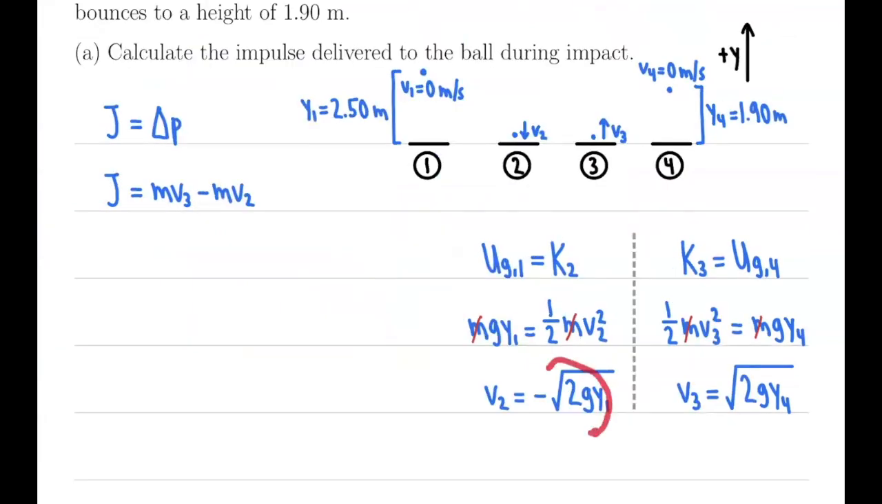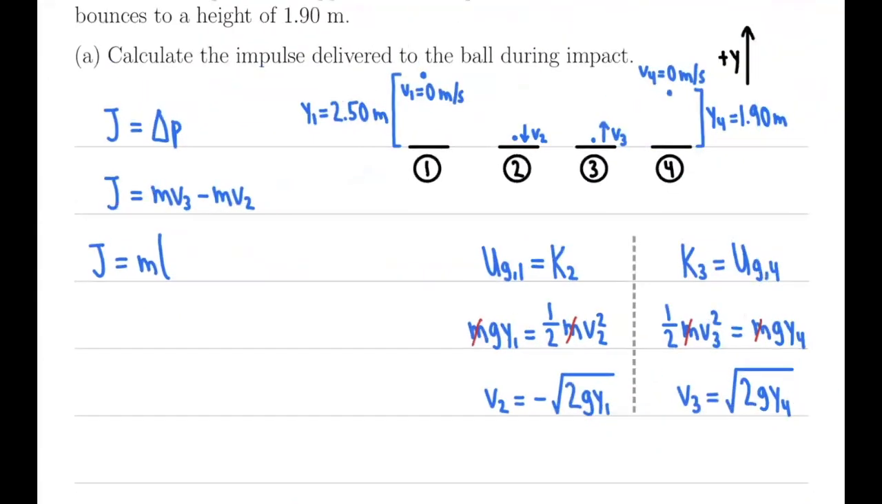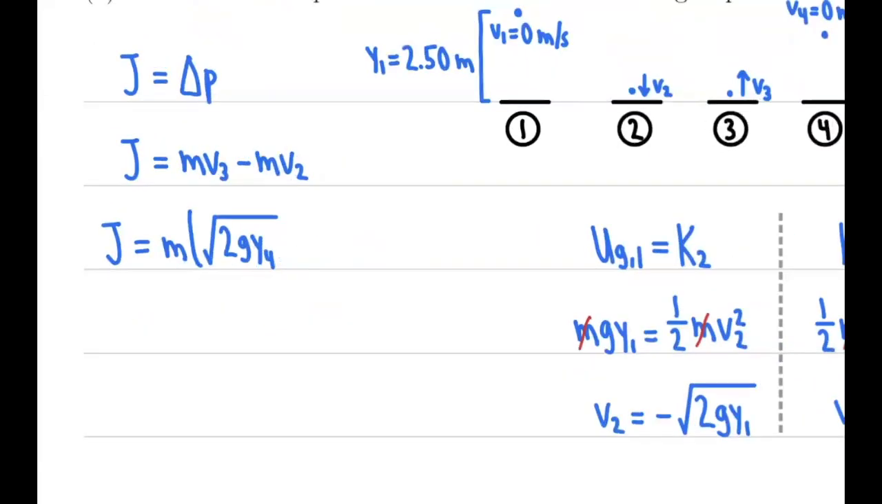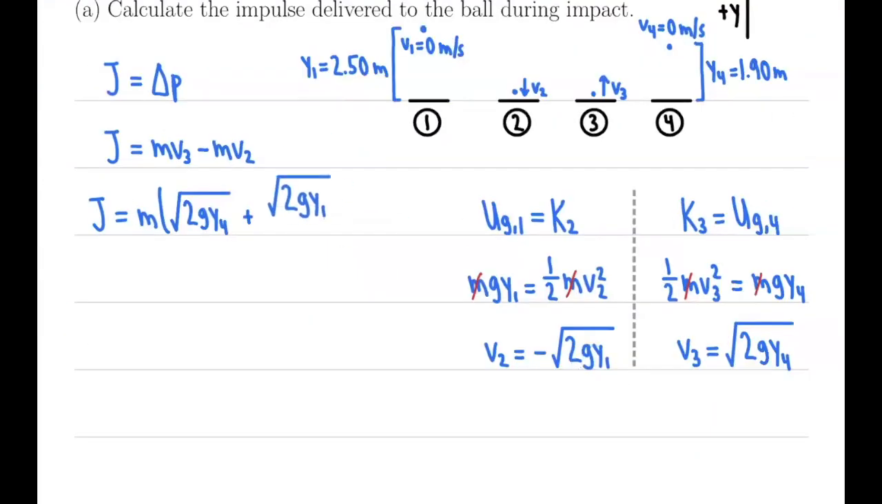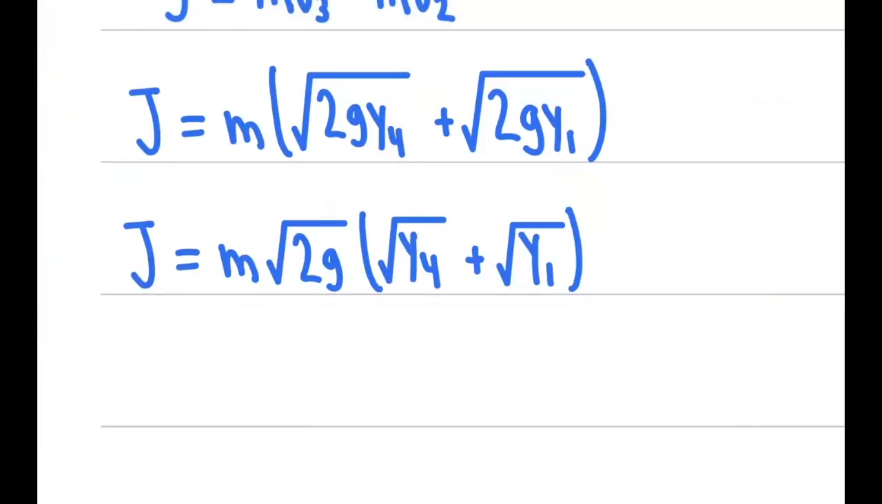So now I have v2 and v3, so I just gotta plug that into this impulse equation. So I'll factor out the m, and v3 is the square root of 2g y4, and v2 is negative square root of 2g y1. So we have a double negative, so it's going to become plus square root of 2g y1. I can start plugging things in, but let me actually factor out the square root of 2g just to make it a little easier. So now let's plug everything in.